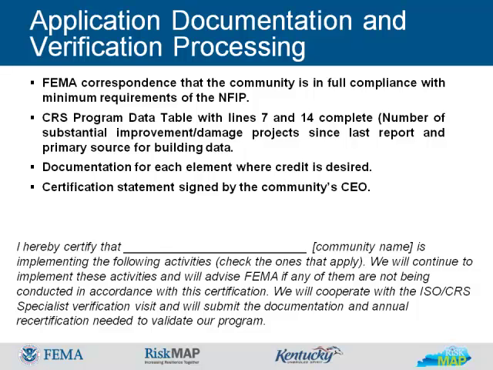2. The CRS Program Data Table with lines 7 and 14 completed. 3. Documentation for each element where credit is desired. Sections 310 through 630 have documentation sections that itemize what is needed. The ISO CRS Specialist reviews these with the community during the visit and collects what is needed. Section 231 reviews how documentation should be provided by the community. 4. A certification signed by the community CEO that certifies that it is implementing the activities of the NFIP.